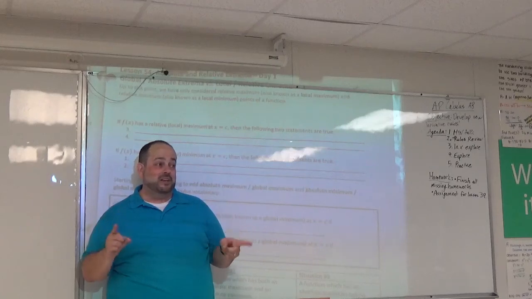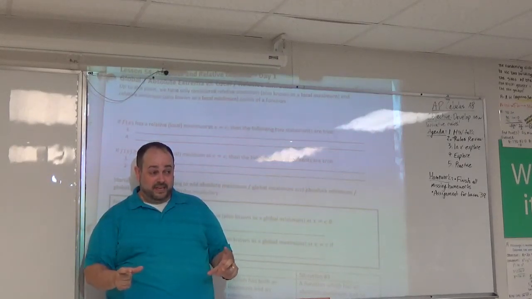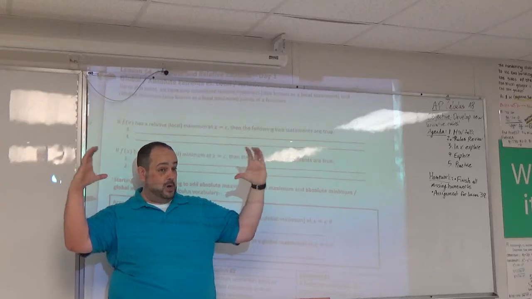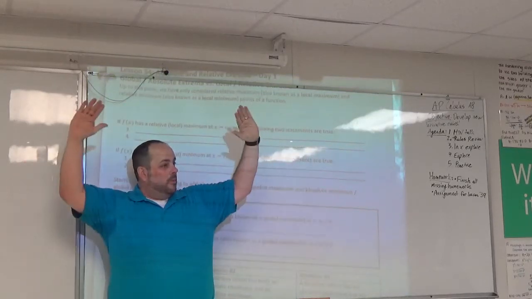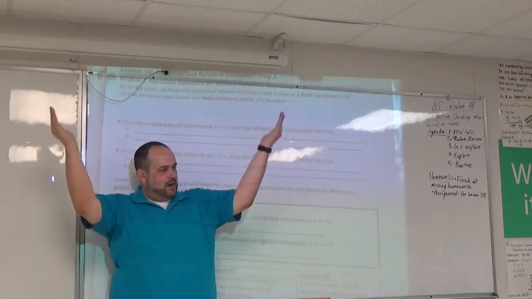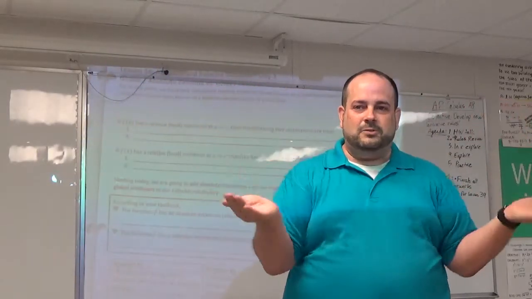Now this is where we get ourselves into trouble when we're not specific enough. Continuous on a closed interval. Closed interval. And differentiable on an open interval. Okay. Continuous on a closed interval, differentiable on an open interval.